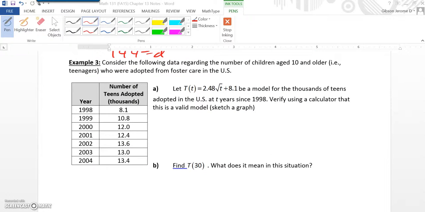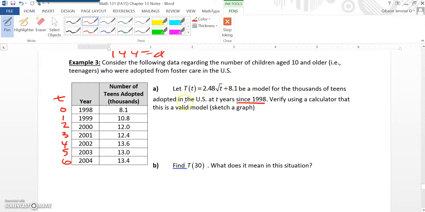It says here, consider the following data regarding the number of children aged 10 and older, i.e. teenagers, who were adopted from foster care in the U.S. Now we have this formula here, and we also have this model. Now it says here that everything is based since 1998. So we know we will have to change our years. So this would be 0, 1, 2, 3, 4, 5, and 6, because this is all the years since 1998.